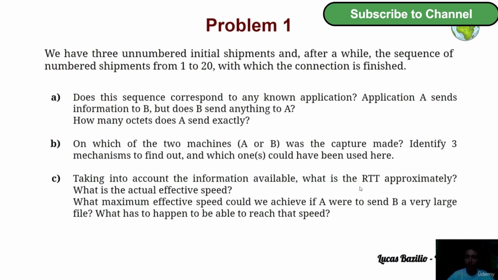It is one of the main factors when measuring page load time and also network latency. So here we need to give the round trip time. Also, what is the actual effective speed of the connection? We need to give this as well. And finally, we have these last two questions. What maximum effective speed could we achieve if the application A were to send to the application B a very large file? And what has to happen to be able to reach that maximum effective speed? So this is point C of problem 1.